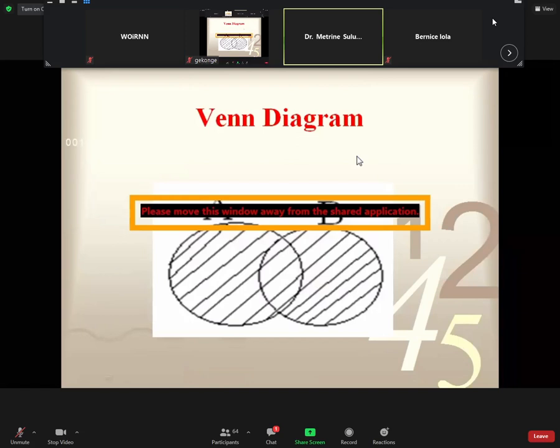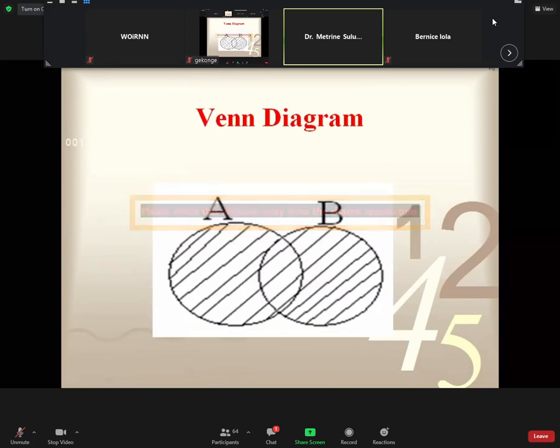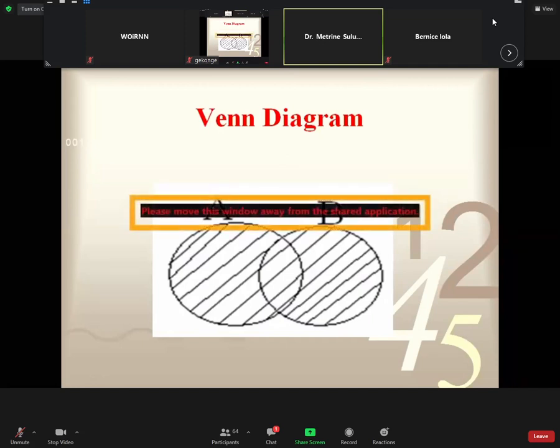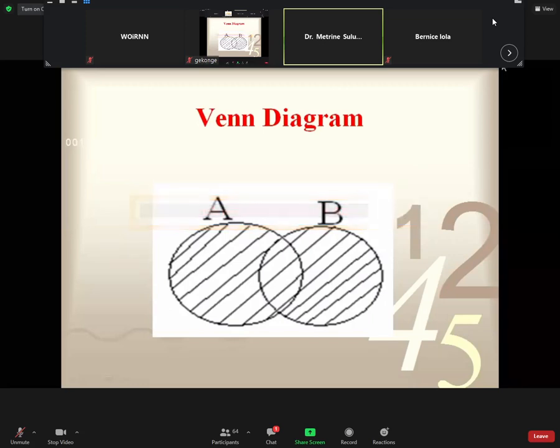Now, we have what we call a Venn diagram. It's called Venn because the person who came up with those diagrams was called Venn. When we are representing sets using diagrams, as we move forward, we shall always begin with the rectangle. The rectangle always shows what we call the universal set. We shall explain that in detail. It shows the universal set, and the other symbols we use represent the subsets.